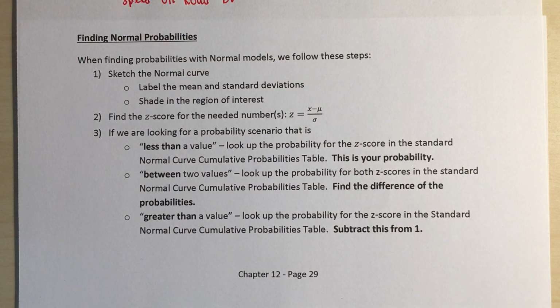So what we're going to finish up with in section 12.5 is we're going to concentrate on finding normal probabilities. When we are finding probabilities with normal models, we're going to follow a three-step process. Our first step is going to be to sketch our normal curve. We're going to go through and label our normal curve using our mean and our standard deviation like we did with our empirical rule problems. And then we're going to shade in the region of interest.